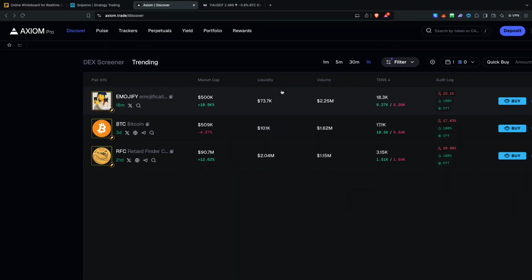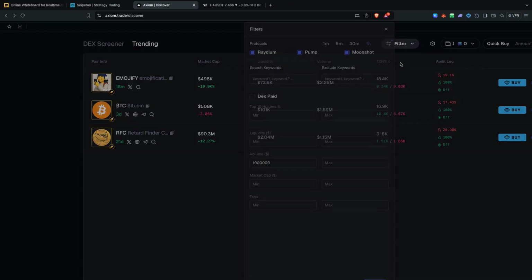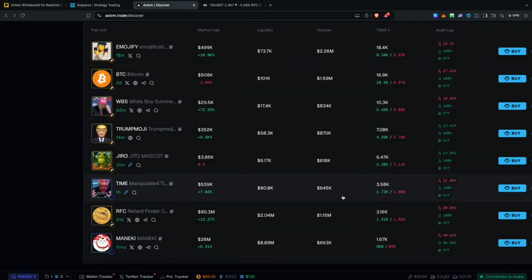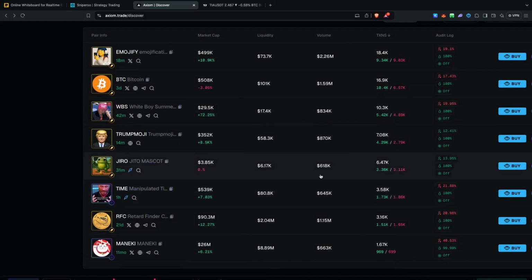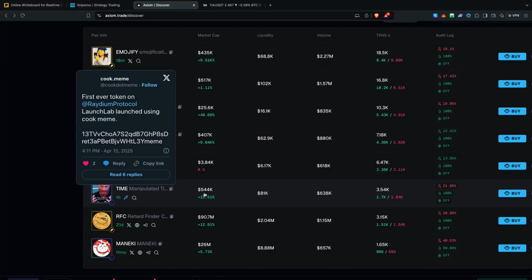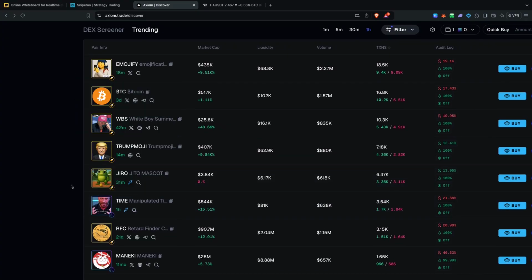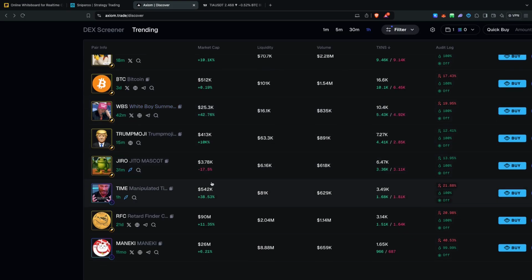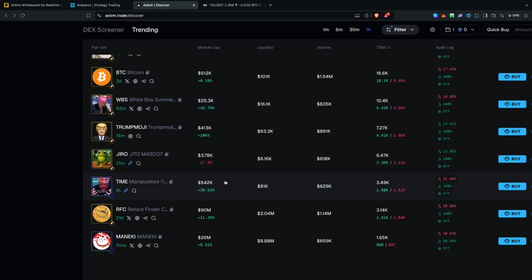So as you can see, there are very good trading opportunities. The other thing that you can do is, if you really feel like there are no options that you're getting, you can always reduce the volume. So put the volume at 600,000 as minimum, and then check out the options that are going to pop up. As you can see here, there's a number of options. There's this one, Time, which was created 1 hour ago. The market cap is 544, and we also have another one right over here, which is Trump. We've got White Boy, Summer, another one. So be very careful and really understand how to play the game.